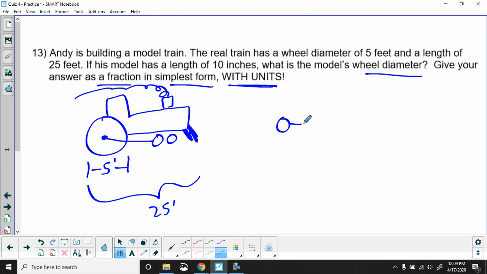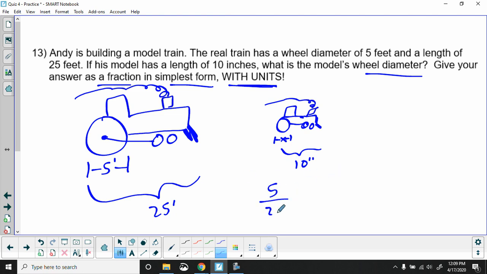So we're looking for this little baby wheel. I'll put a little X right there. And the whole length of this train is 10 inches. Fun fact, these units do not matter because they work themselves out in the end. So we can still stack this accordingly. We can say 5 over 25 for this instance, and x over 10. Okay, wheel diameters on top, lengths on the bottom.